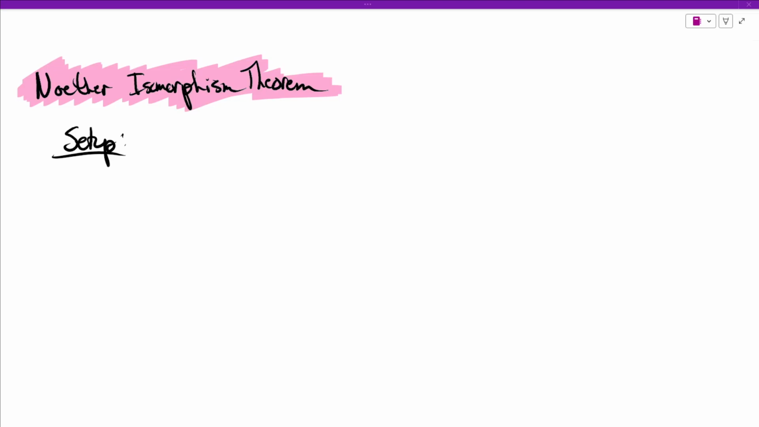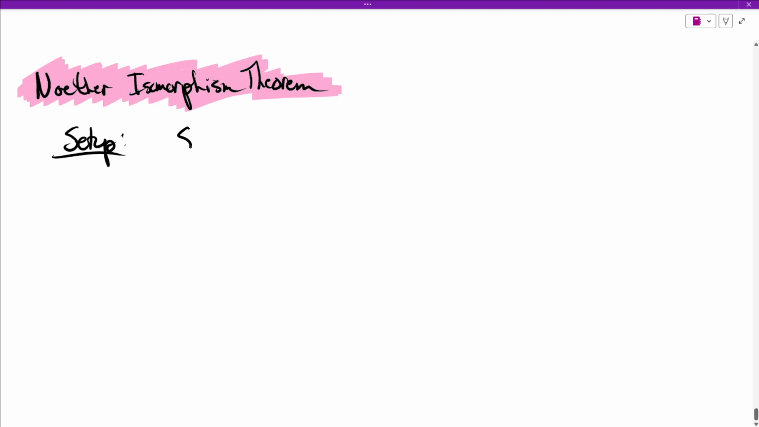We are now going to tackle the Noether isomorphism theorem. In many ways, this is the culmination of the course. We have one more section after this, but the Noether isomorphism theorem is the fundamental theorem that you learn in a course like this. And we are going to need some setup first.